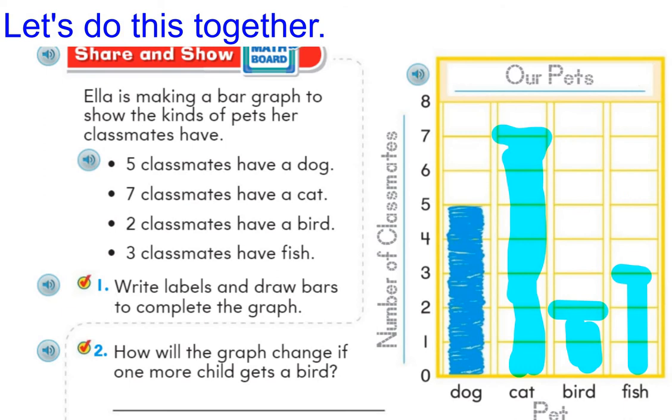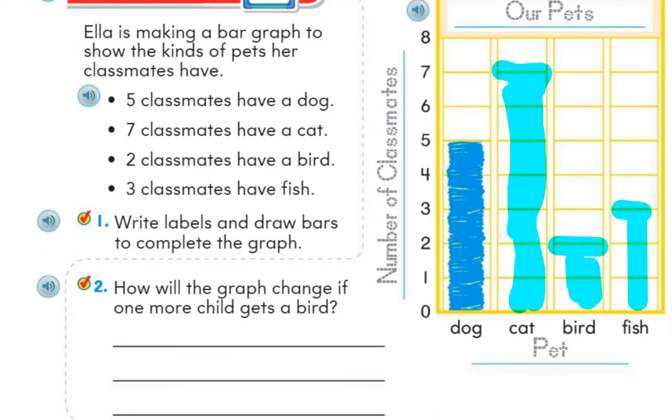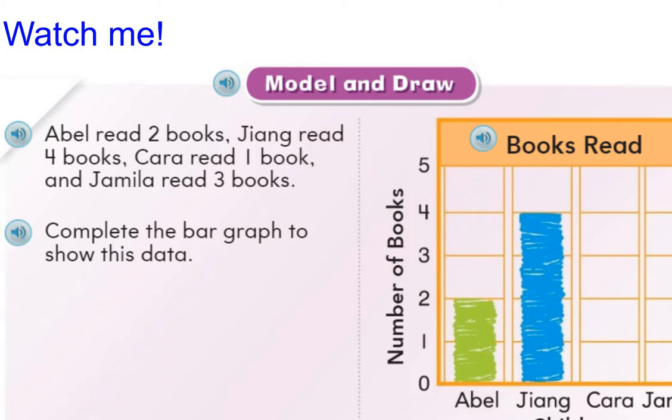Okay, so it says write labels and draw bars. We did that part. How will the graph change if one more child gets a bird? Oh my, if one more child gets a bird, we're going to have a tie. We're going to have a tie between fish and birds. Okay? So that is what is going to happen if one more child gets a bird.